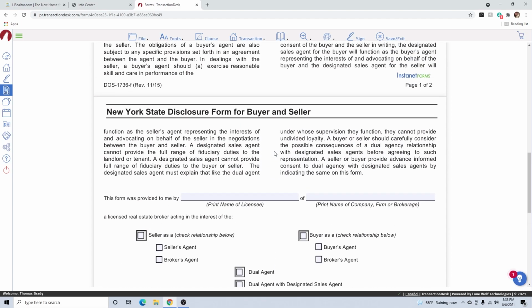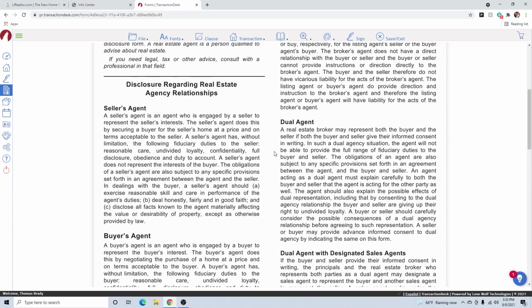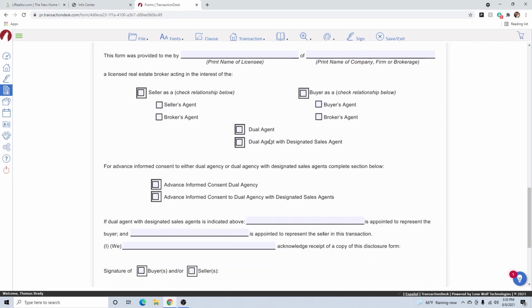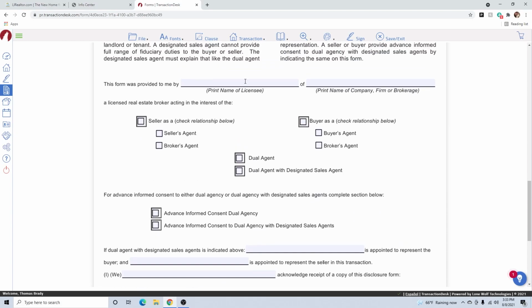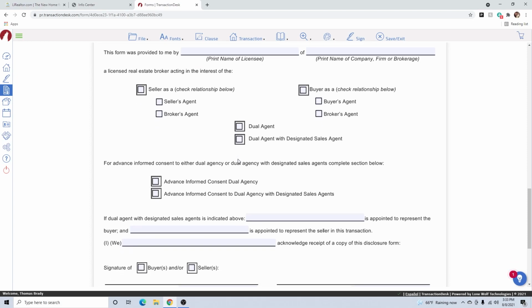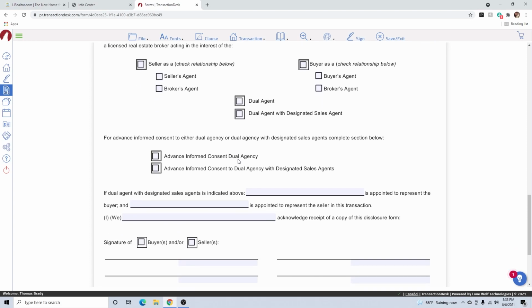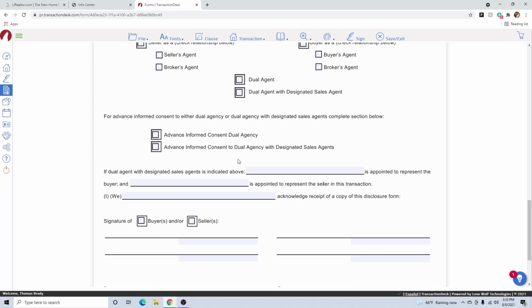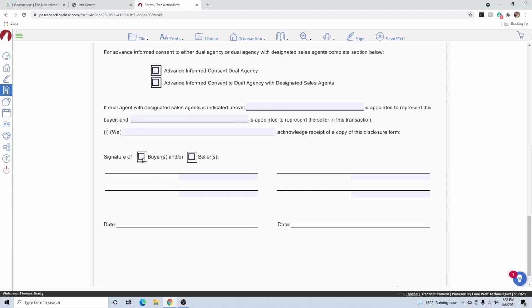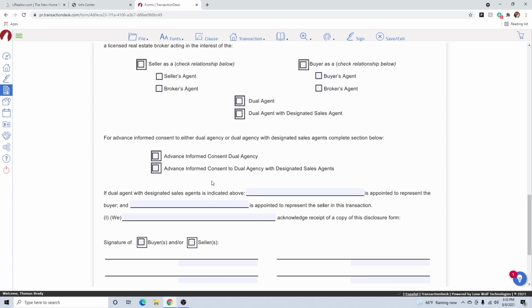Okay, let's get back to the simple way of doing it. You have a buyer, you're going to be a buyer's agent. Put the name of the company, check buyer, buyer's agent. You can skip the dual agency unless you're going to show your own listings or your company's listings. Then you go down to signature of buyer and date. You can always get the dual agency later on.